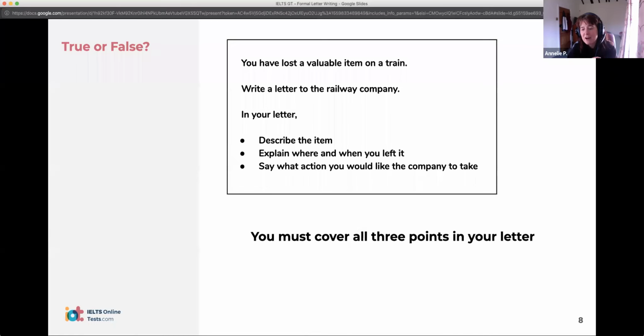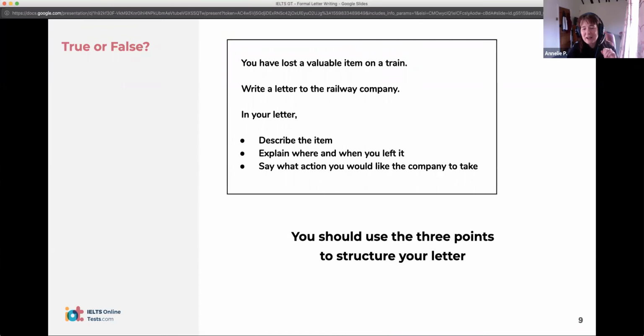You must write about all of the bullet points in the task. Yes, very, very important that you cover those 3 bullet points and that you cover them fully as well. To get a 7 in task achievement, it says fully developed bullet points. So that means lots of detail.